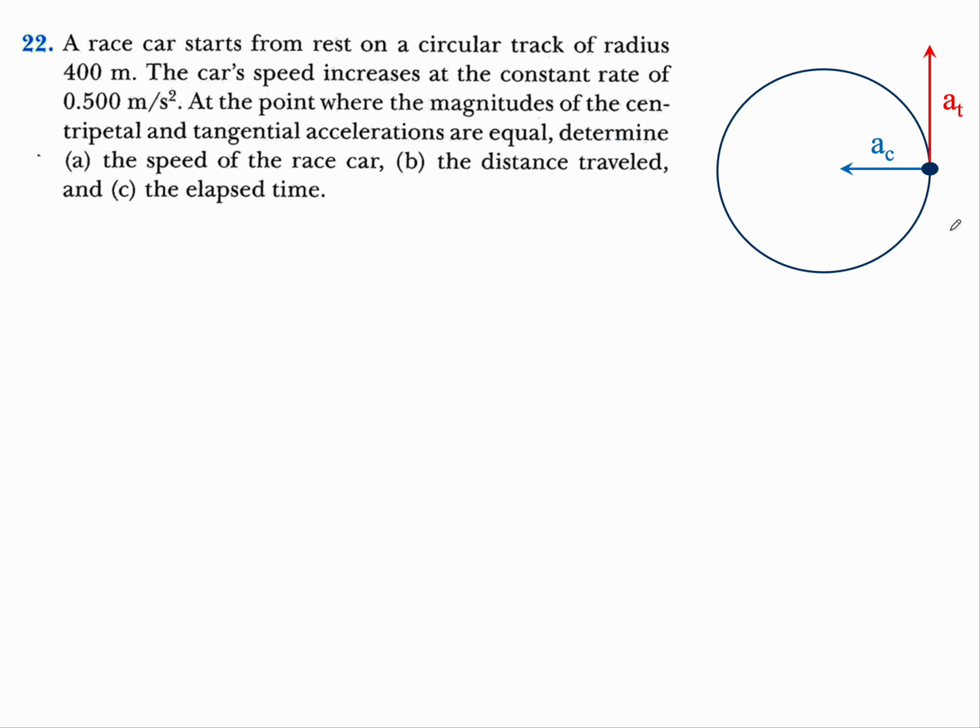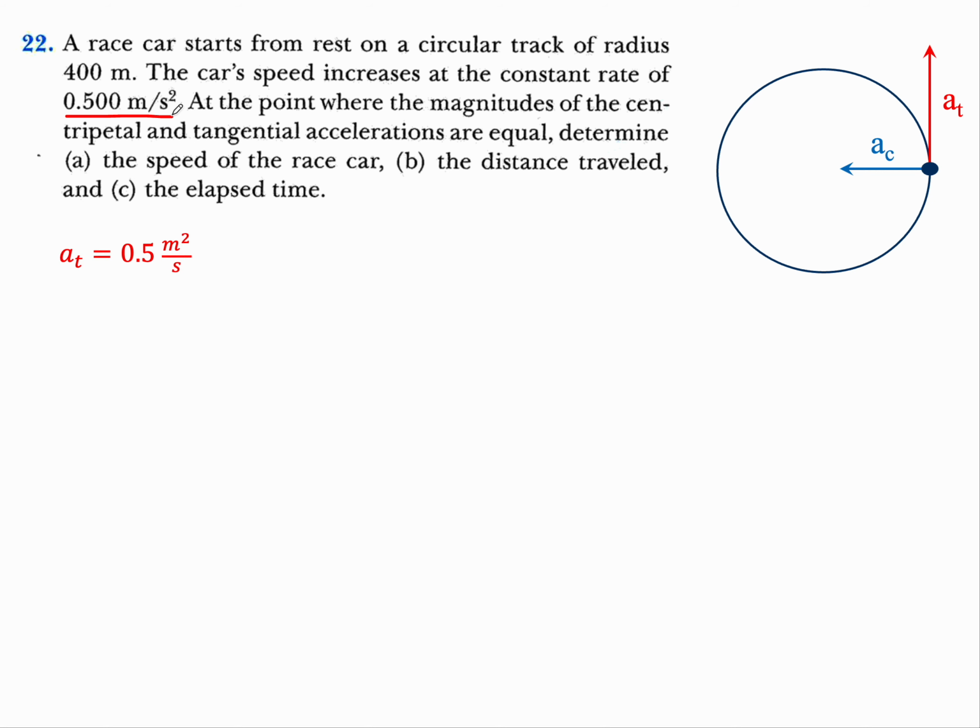So for number 22, a race car starts from rest on a circular track of radius 400 meters. The car speed increases at a constant rate of 0.5 meters per second squared. Now, please notice that this is a regular tangential acceleration. At the point where the magnitudes of the centripetal and tangential accelerations are equal, determine A, the speed of the car, B, the distance traveled, and C, the elapsed time.